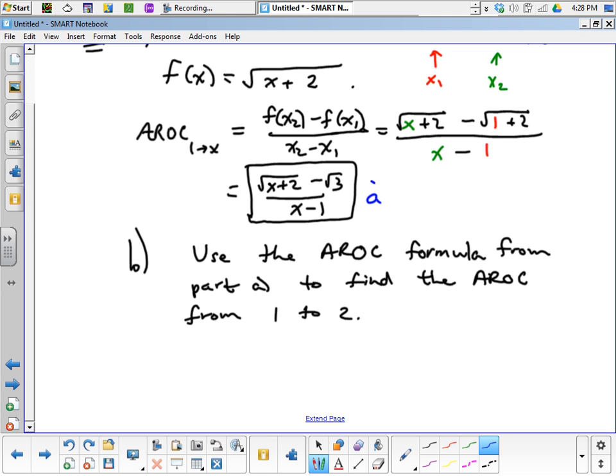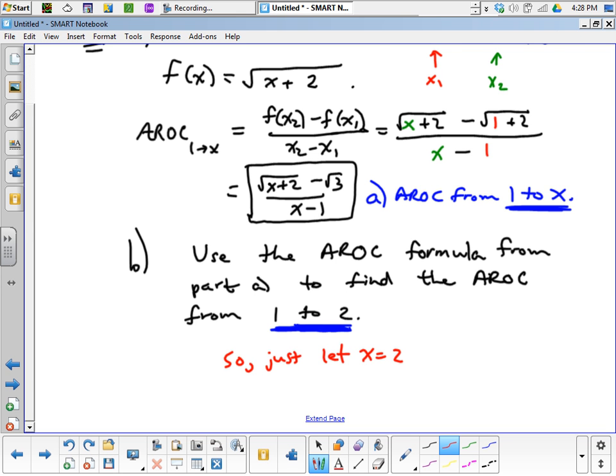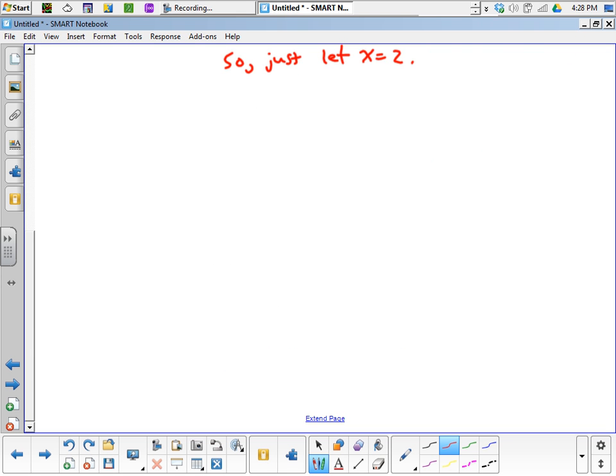Okay, so what I would do in this is, now that I already have my answer for part A, which is right here, I'm going to go ahead and just plug in 2. Remember this was the average rate of change from 1 to x. They want the average rate of change from 1 to 2, see? So they're basically trying to tell us that x is 2. This is from 1 to x, from 1 to 2. So let's just let x equal 2. We'll plug that into our previous answer.